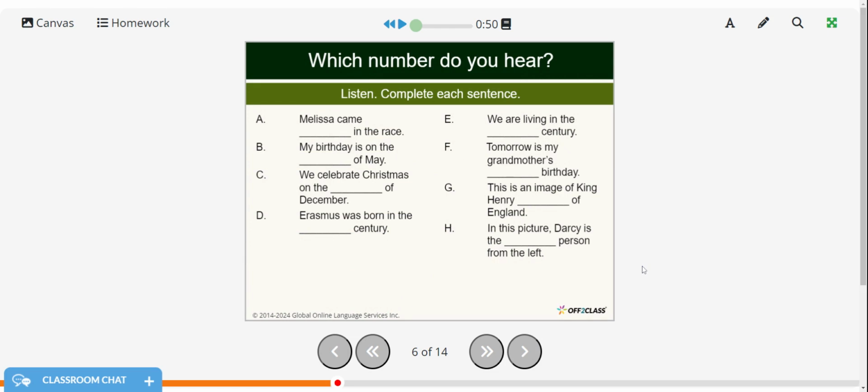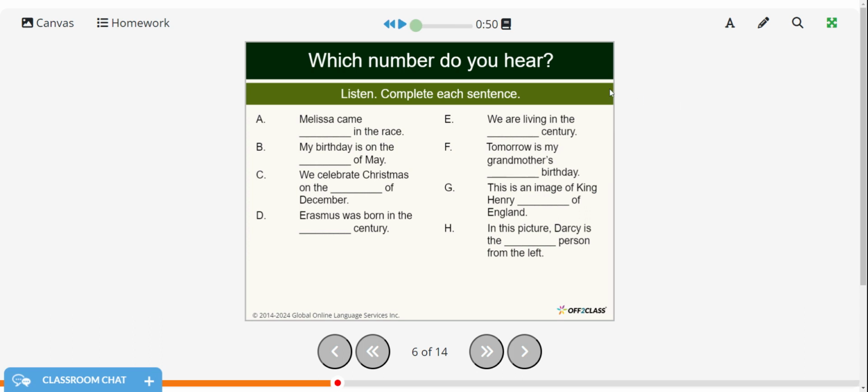All right, so you're going to listen and then fill in the blanks for each sentence. Melissa came fifth in the race. My birthday is on the 2nd of May. We celebrate Christmas on the 25th of December. Erasmus was born in the 15th century. We are living in the 21st century. Tomorrow is my grandmother's 60th birthday. This is an image of King Henry VIII of England. In this picture, Dossie is the fourth person from the left.